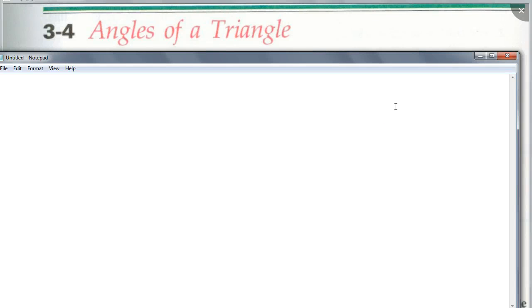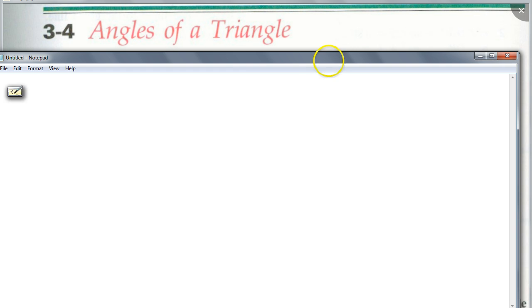Angles of triangle. We're going to be talking about triangles a lot, so we're going to define for you what a triangle is. Does anybody know how we're going to define a triangle? It's something that we already know, but it's sort of hard. What do you think? It's going to have three sides.